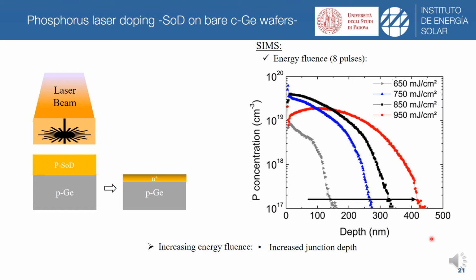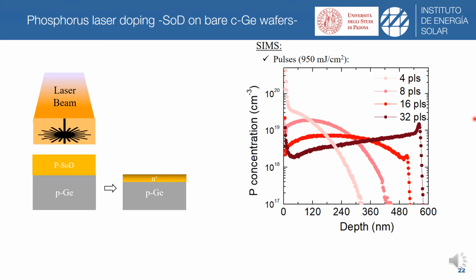Increasing the energy fluence also affects the phosphorus concentration, which first increased due most probably to an increased availability of phosphorus due to a higher heating of the spin-on-dopant layer, and also because of the higher overall melting time, because of the higher energy density. And then the phosphorus concentration starts to decrease, most probably due to exhaust of the dopant source and also phosphorus out-diffusion, which means that not all the phosphorus is introduced to germanium, but it is also partially evaporated.